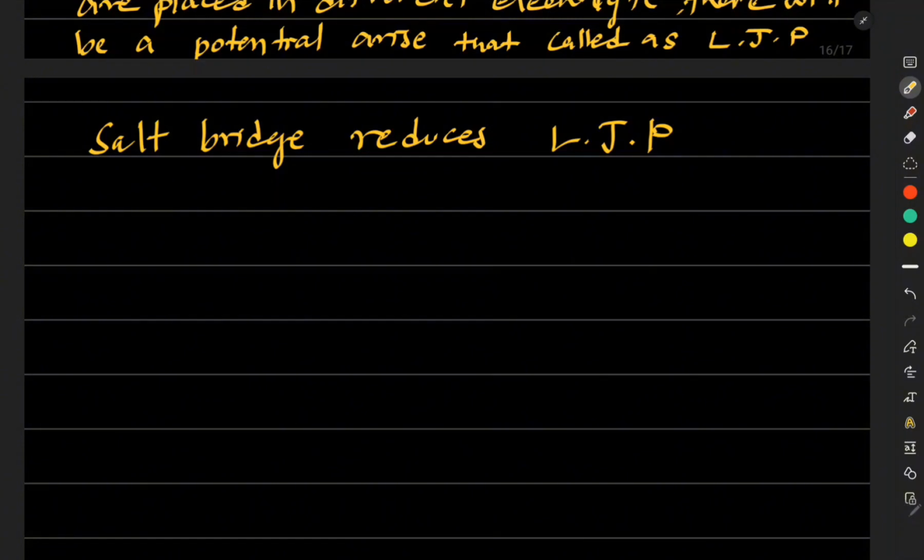There are some important points when writing the cell notation. Interfaces should be separated by a vertical line. Always the oxidation half reaction should be written on the left-hand side, and the electrode with the reduction half reaction should be written on the right-hand side. Let's write and look at the other points. Rules of cell notation.